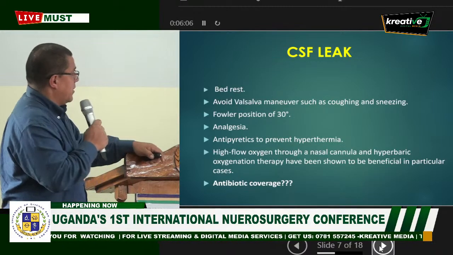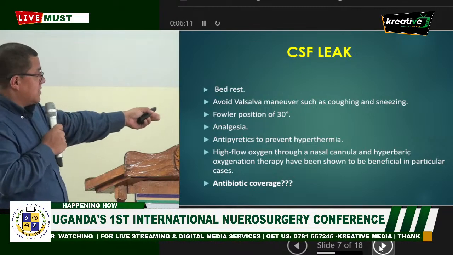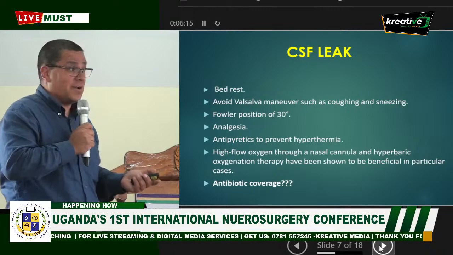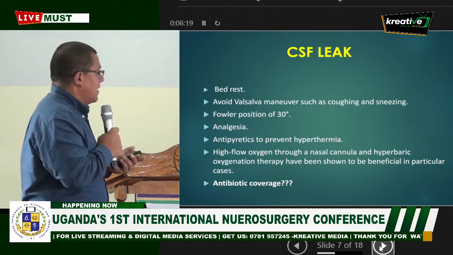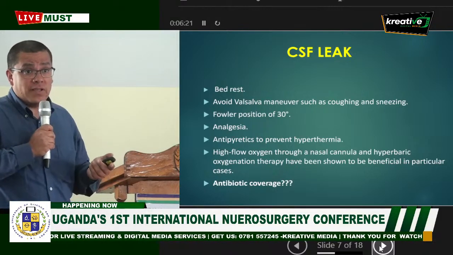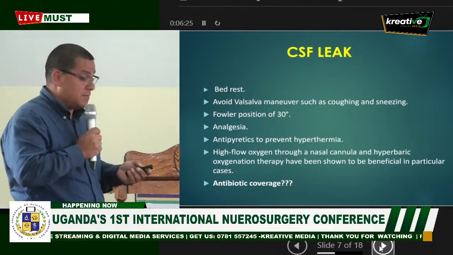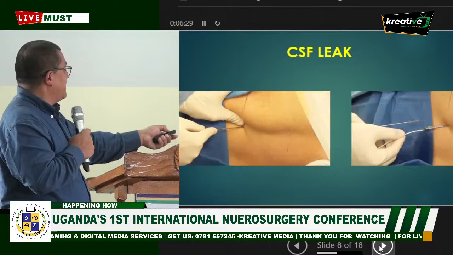Yeah, absolutely. What you mentioned, and you're right, as far as the antibiotic coverage, that's only in very selected cases, not necessarily from the get-go. And also, sometimes if they do develop pneumocephalus from the leak, you can use high concentration oxygen in order to improve it. But you mentioned every single thing there.